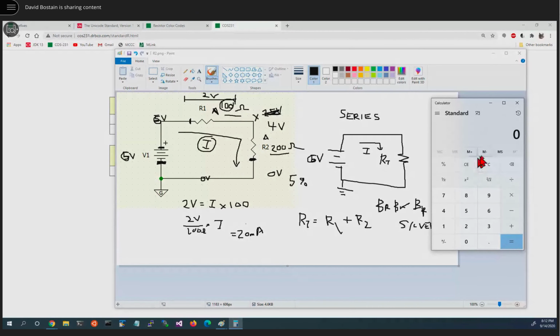Okay, the reason is because I used the entire 6 volts. Remember, this resistor is only seeing 2 volts. So we said it was 10% less, that's 90. So we're going to take 2 volts divided by 90 ohms, meaning that we've got a 22 milliamp current in the circuit for that.